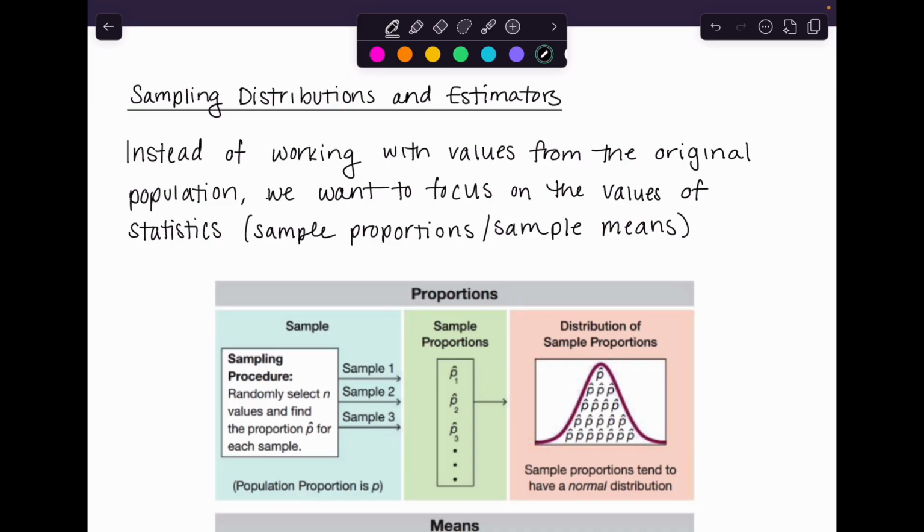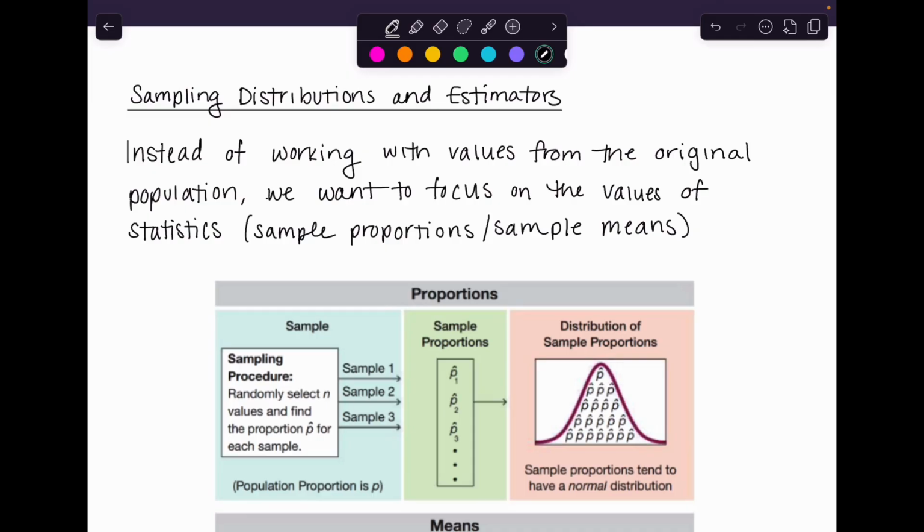So is there a way that we can maybe take whatever we're given, turn it into a normal distribution, and does that actually lead to a lot of the same information? Like, does it ruin anything that we had before? So what we're going to talk about now is how to sample distributions and then give estimators for stuff. So instead of working with values from the original population, we're instead going to focus on values of statistics.